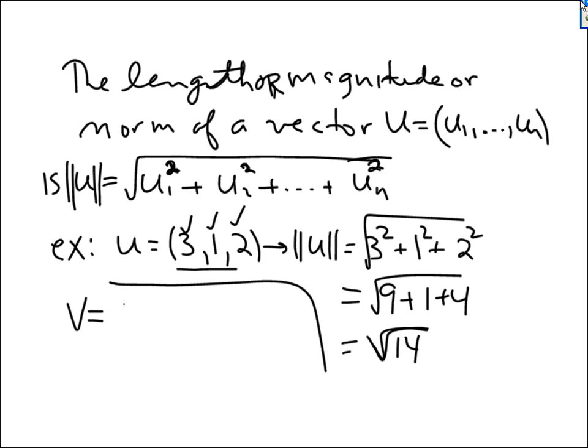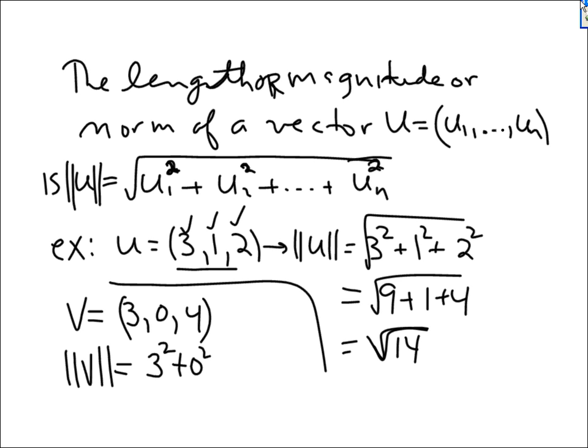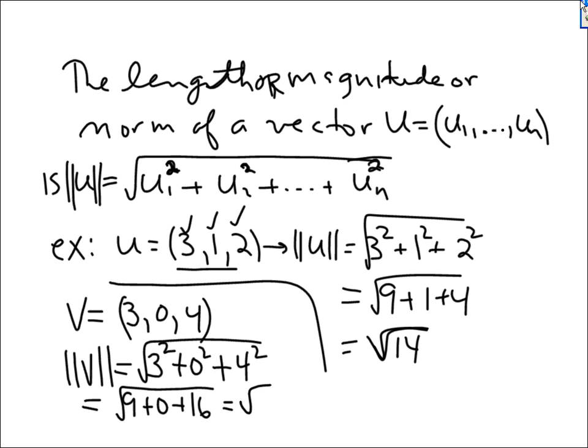If v is (3, 0, 4), the length of v is going to be 5. Plus 3 squared is 9, plus 0 squared is 0. Sorry, the sum is 9 so far. 4 squared is 16. 9 plus 16 is 25. 9 plus 0 plus 16, square root. The square root of 25, which is good old 5. The length of this vector is 5.